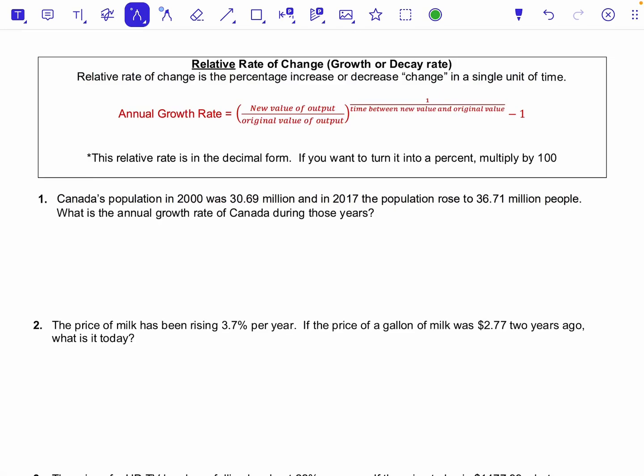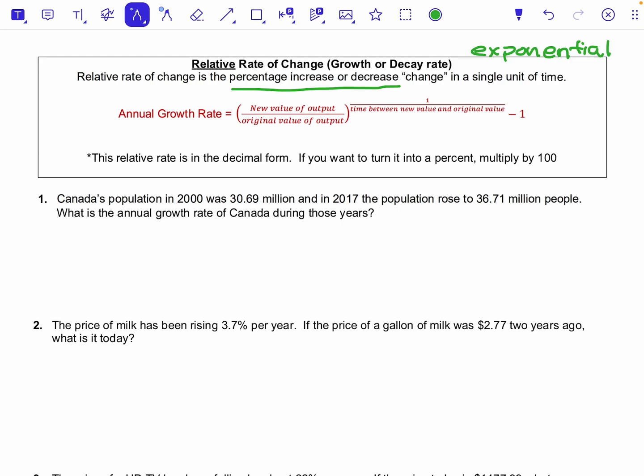Relative rate of change, or a growth or decay rate, is when you have a percentage increase or decrease as your rate of change per unit of time. And this is a little more complicated than our absolute rate of change, and it's closely tied with our exponential functions. And we're going to look at why throughout this video, and also how we can find that annual growth rate.